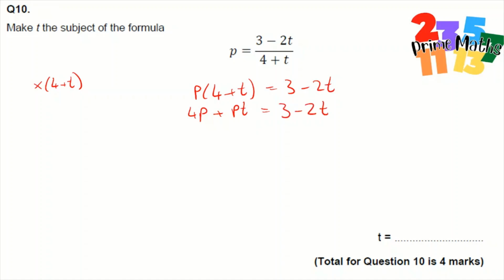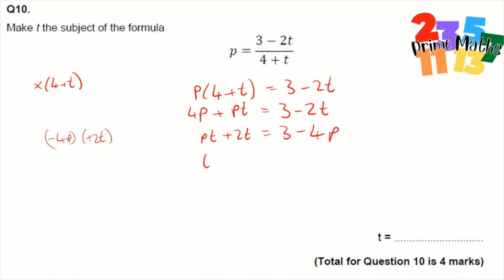I then need to get all of the t's on one side of the equation so I can factor them out. So I'm going to take 4p away from both sides. I'm also going to add 2t to both sides. It doesn't matter which side you put the t's on, I just like to keep them positive. If you put them on the other side, you'll get an equivalent answer. So we're left then with pt plus 2t is equal to 3 minus 4p.